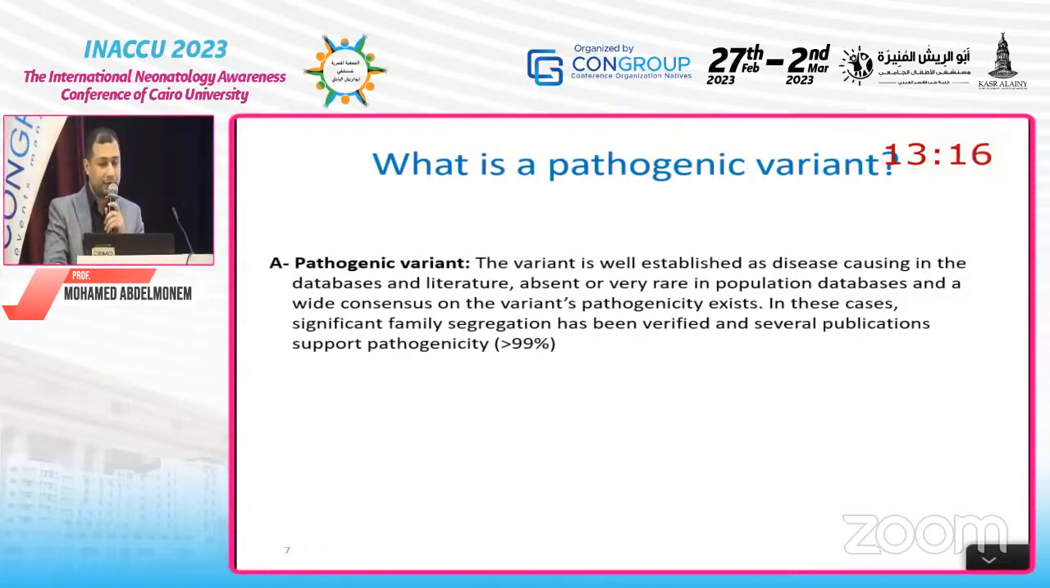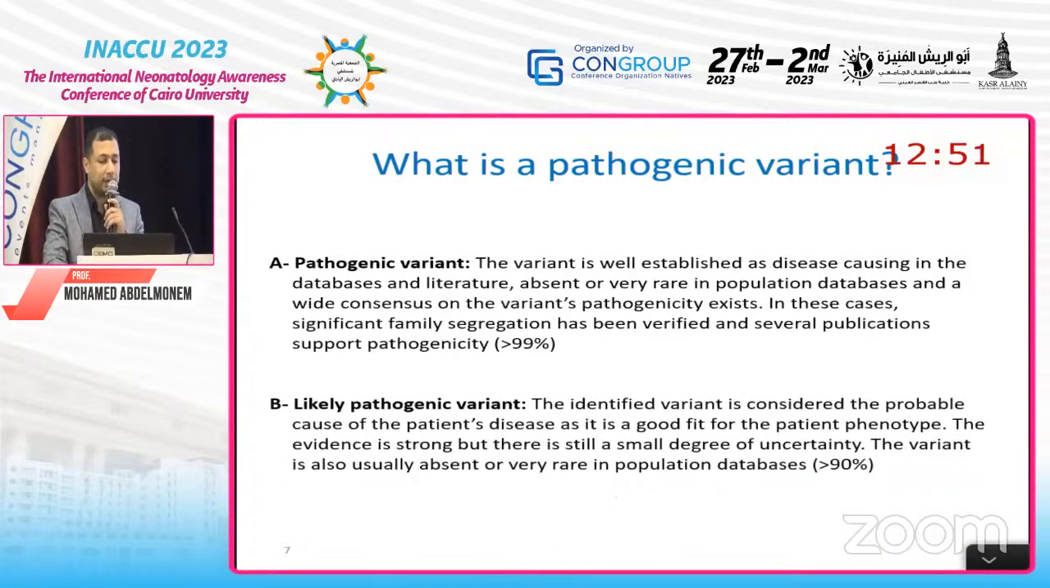Pathogenic variant: the variant is well established as disease causing in the database and literature. It's absent or very rare in population databases, and a wide consensus on the variant pathogenicity exists. In these cases, significant family segregation has been verified, and several publications support pathogenicity. For this type of variant, the probability of being pathogenic or disease-causing is more than 99%.